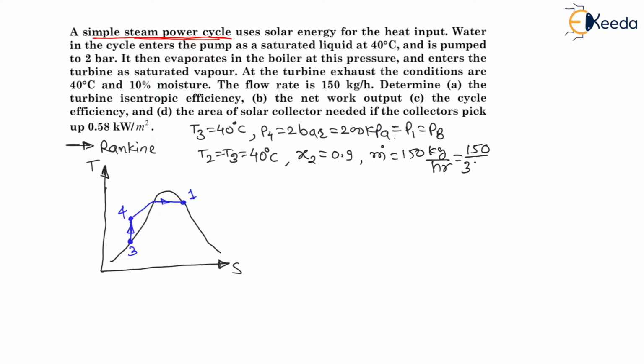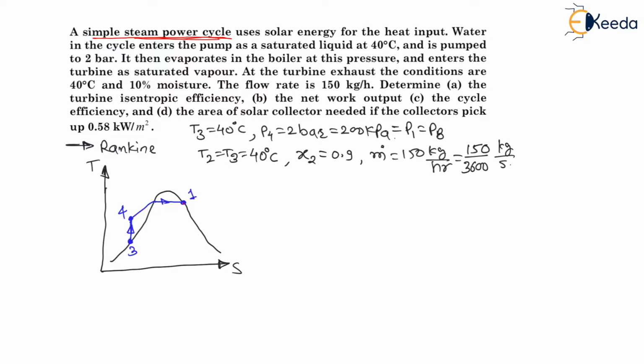Therefore 150 divided by 3600, it will be in kg per second. Now my dear students, here determine the turbine isentropic efficiency. As they are asking turbine isentropic efficiency, it means the 1 to 2 turbine expansion is actual turbine expansion, which is not isentropic.